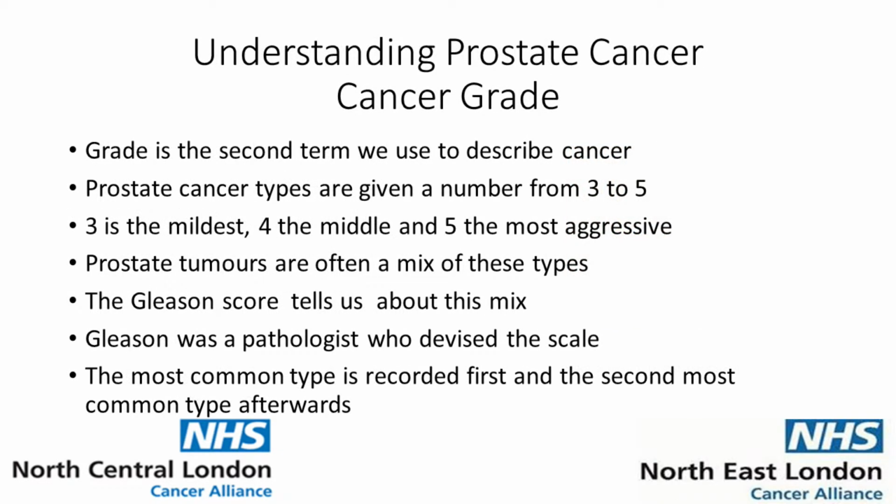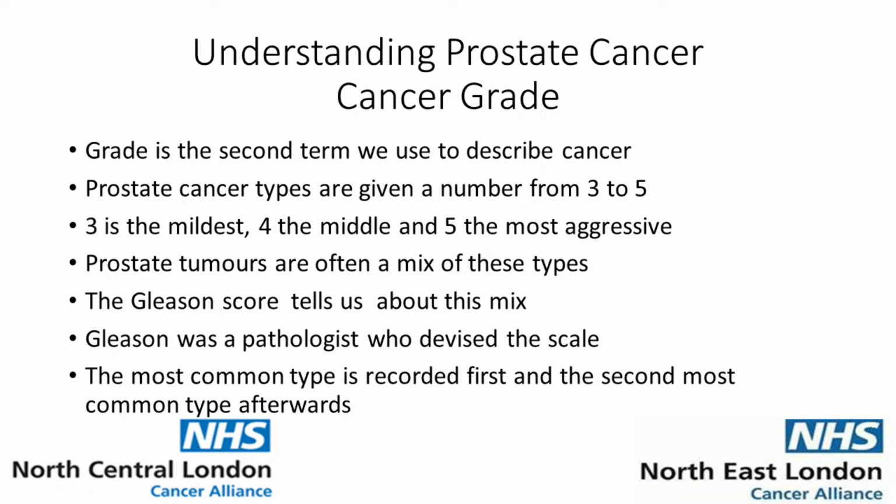Now to understand prostate cancer grade. So grade is the second term we use to describe cancer. Prostate cancer types are given a number from 3 to 5. 3 is the mildest, 4 the middle, and 5 the most aggressive. Prostate tumours are often a mix of these types. This tells us the Gleason score, so it may be 3 plus 4, 4 plus 3, 3 plus 3.